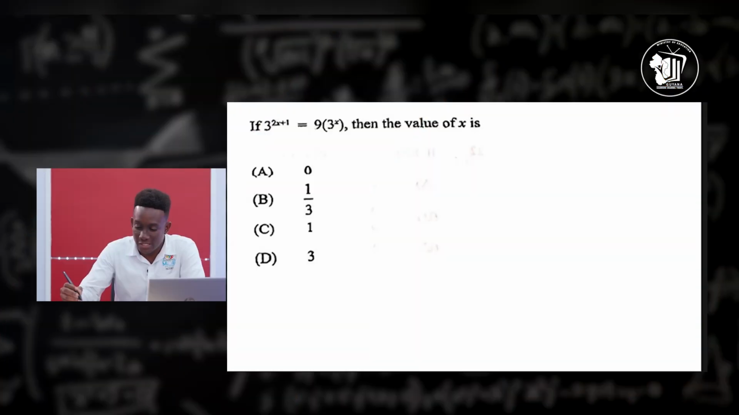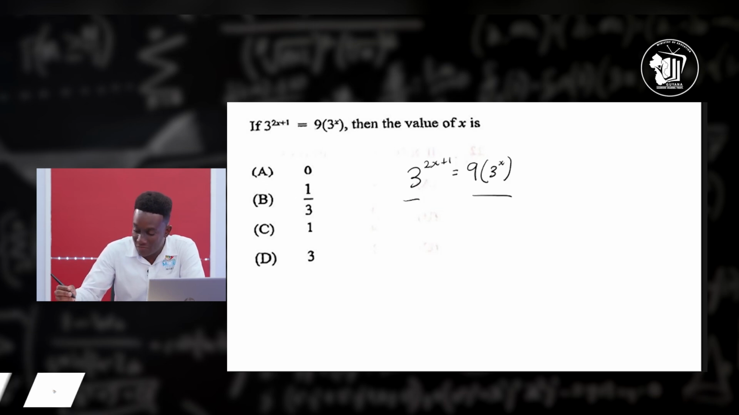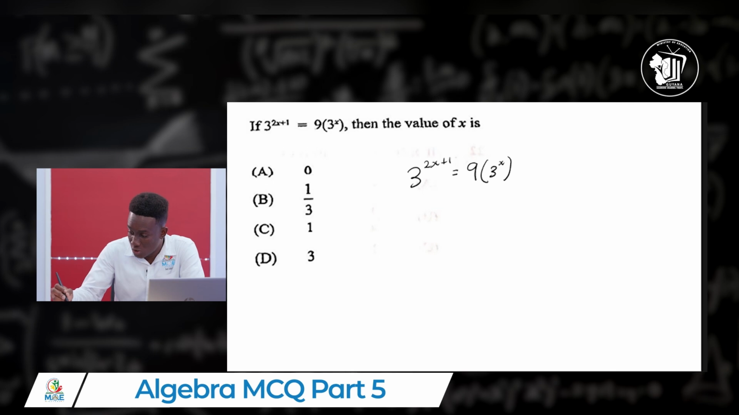So this one says, if 3 raised to the 2x plus 1 is equal to 9 multiplied by 3 raised to the x power, then the value of x is. So we have 3 raised to the 2x plus 1 is equal to 9 multiplied by 3 raised to the x power. So here's the thing. These two things can be equal to each other if both of them have the same bases. So we can make sure that this side has the base of 3. So how can we do that?